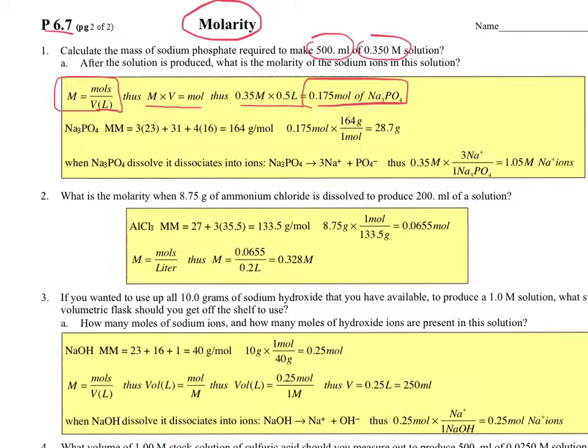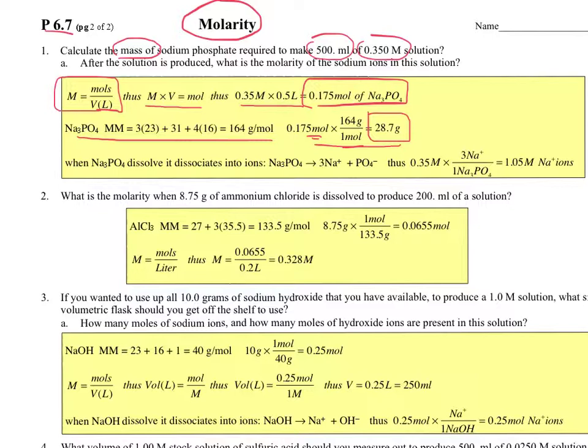moles of sodium phosphate. That's not the question, though. We need to know the mass of sodium phosphate. So we'll need to add up our molar mass. And then from previous in the unit, we know that moles times molar mass will give us mass, which is the question, the answer to the question that we're after.